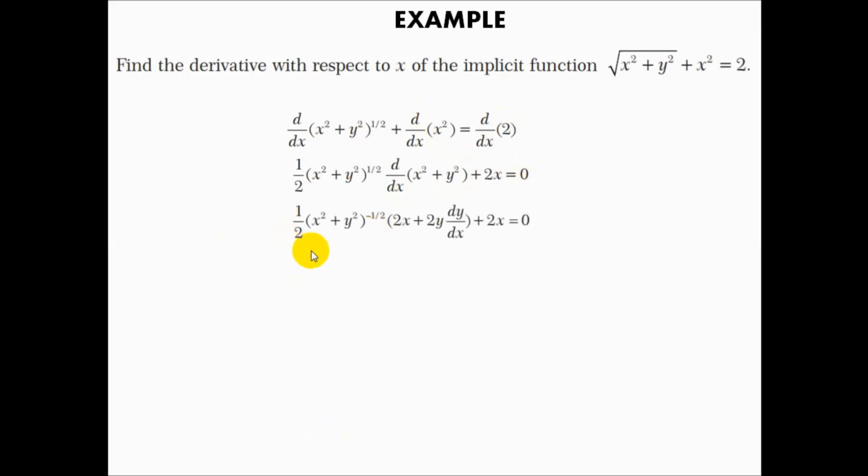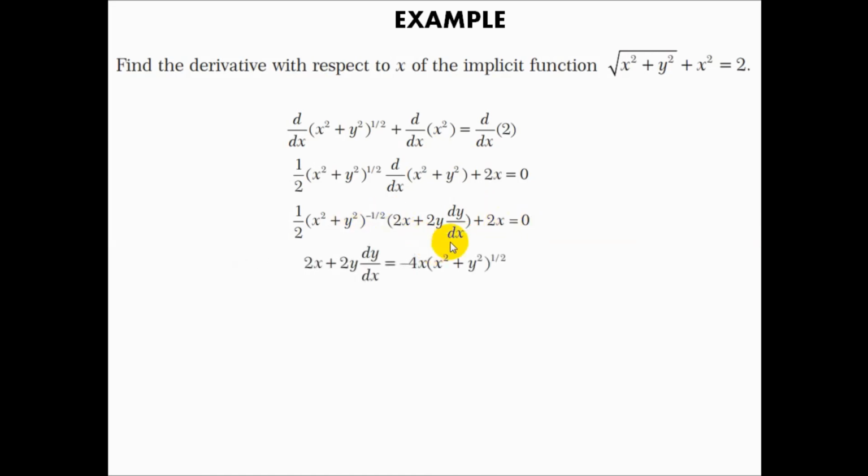And we can get this form, half times x squared plus y squared to the power of minus half and the derivative of this function. Because it is with respect to x, we can get the 2x in here plus the derivative of y squared is 2 times y times the derivative of y. The derivative of y is dy over dx, or you can use y prime, plus 2x is equal to 0.